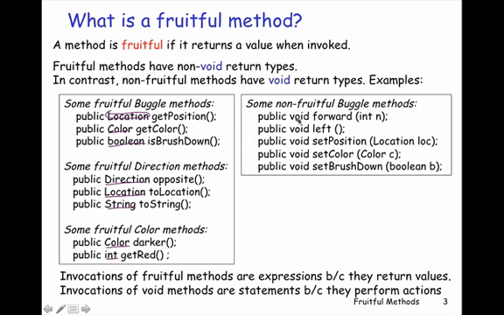Some examples of non-fruitful methods, at least in Buggle world, are things like forward. When you go forward, you don't get anything back. That's what the void means. You get nothing back. When you ask things like left or setPosition or setColor or setBrush, you don't get anything back.